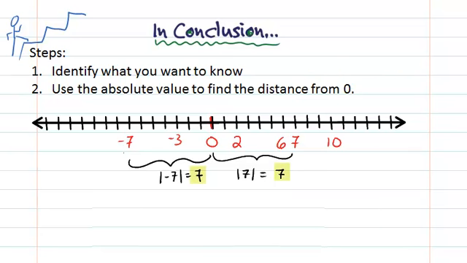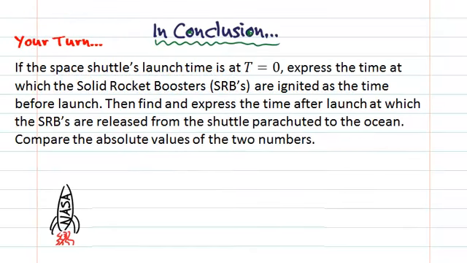Now it is your turn to go do the math. If the space shuttle's launch time is at t equals 0, express the time at which the solid rocket boosters, SRBs, are ignited as the time before launch. Then find and express the time after launch at which the SRBs are released from the shuttle and parachuted to the ocean. Compare the absolute values of the two numbers.